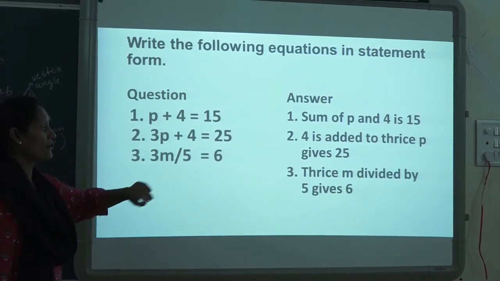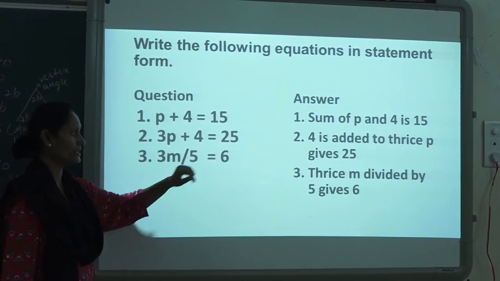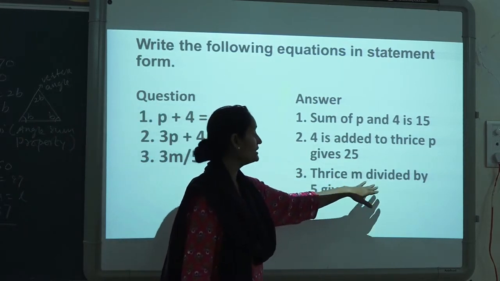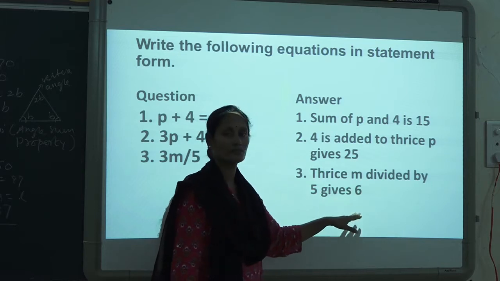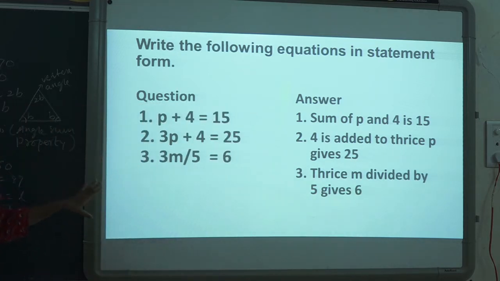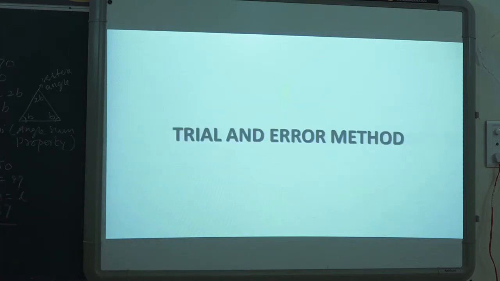3M divided by 5 equals 6. So what did I write here? Thrice M divided by 5 gives 6. So this is the statement, the way to write in statement form. Let's go to the next slide.